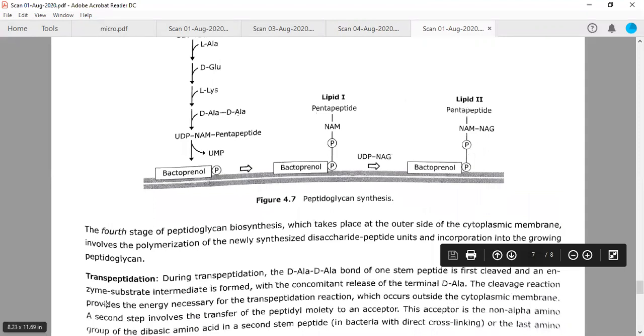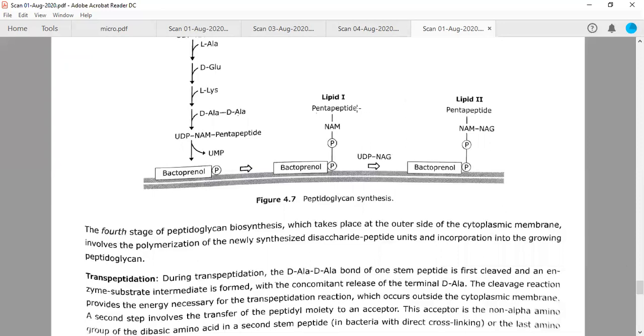The cleavage reaction provides the energy. So now you can ask me a question: how is this happening, how will this energy be coming? Because this bond is broken, the D-alanine, which are the last two amino acids in the pentapeptide, this bond will be broken so that they can get the essential energy to make a cross-link.